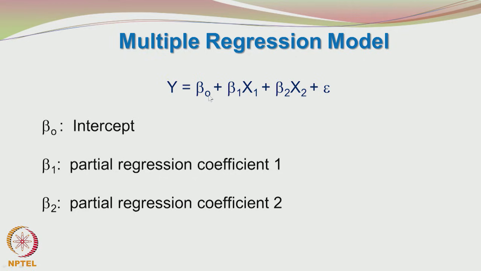For example, if you write y is equal to mx plus b, then the b is the intercept. Okay. So, beta naught is referred to commonly as the intercept, whereas beta 1 and beta 2 are referred to here as the partial regression coefficients.